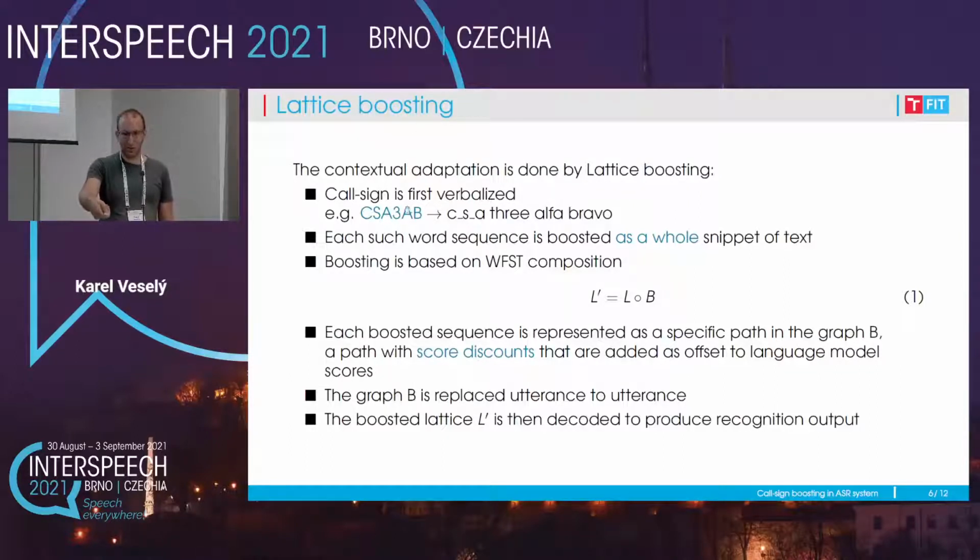So first, for this, we get this list of call signs. We first verbalize them. Typically there are several variants because of the possible variability, so we try to include all of them.